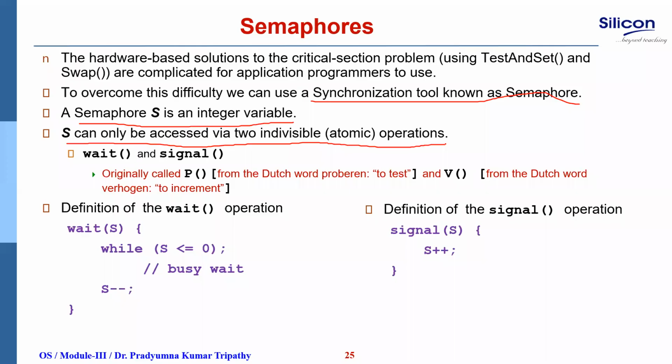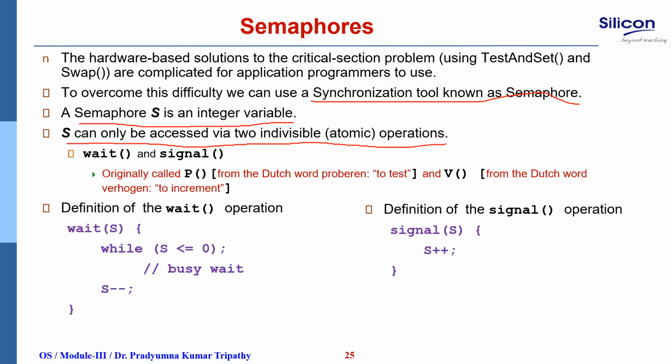Similarly, for that integer variable S, two operations can be carried out, P and V. Those two operations are indivisible, meaning we cannot execute a part of them; either we will execute all or none. Is it clear now? S is an integer variable, which we call a semaphore. But it is not like any other ordinary variable. With an ordinary variable we can do any operation, but here only two operations can be done, and they are indivisible, meaning atomic.